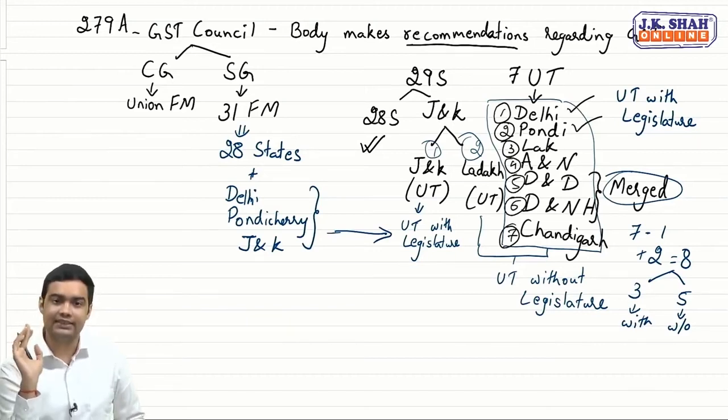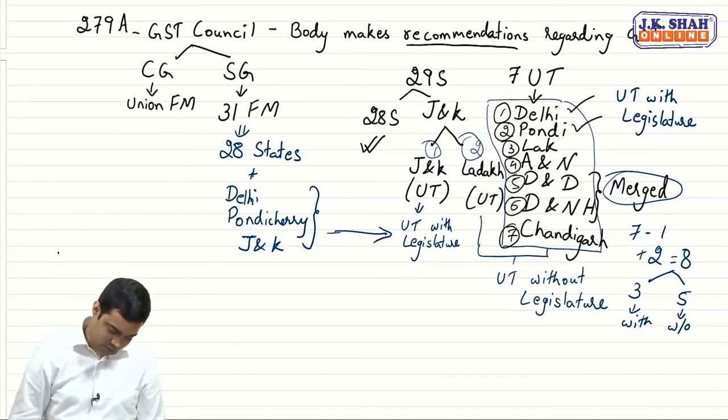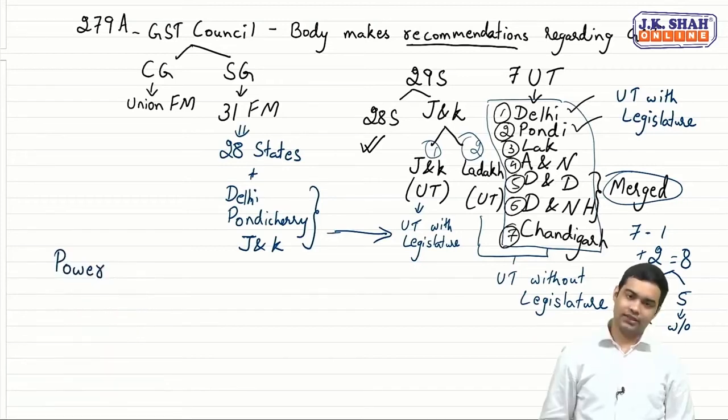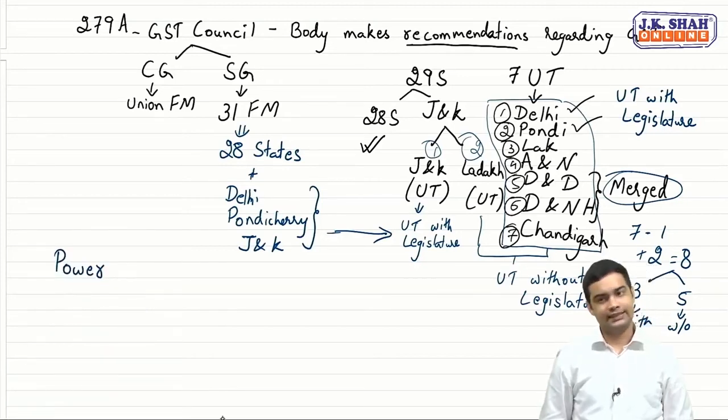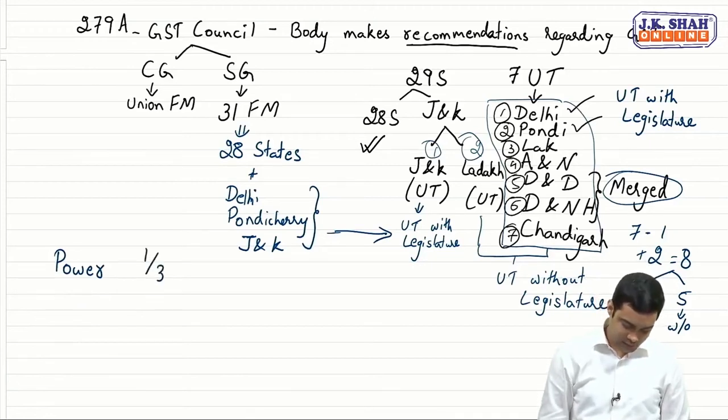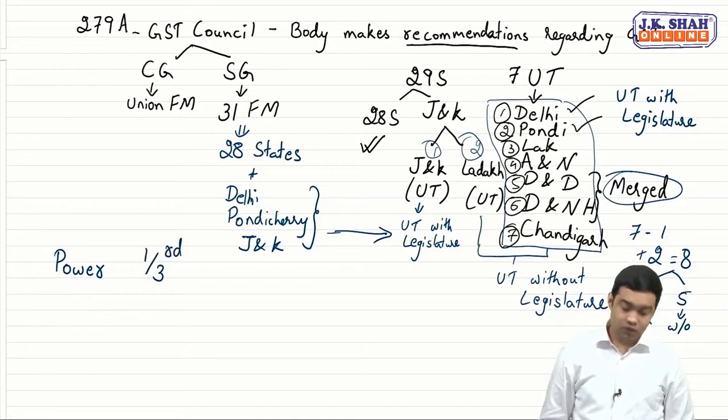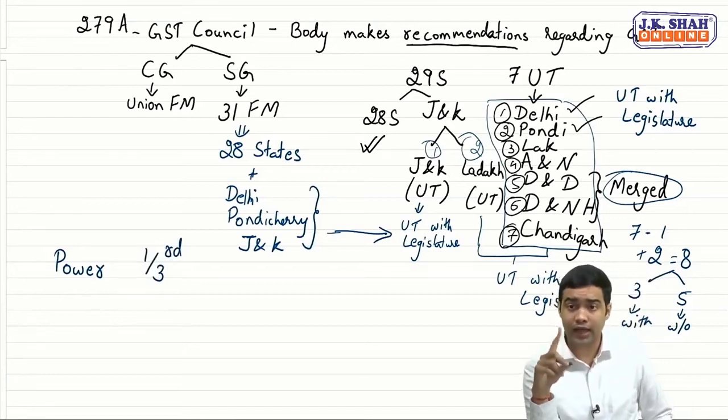To understand this, we need to understand what is the power which is available to the central government and what is the power which is available to the state government. The power which is given to the central government is 1/3. So the central government alone has 1/3 power.